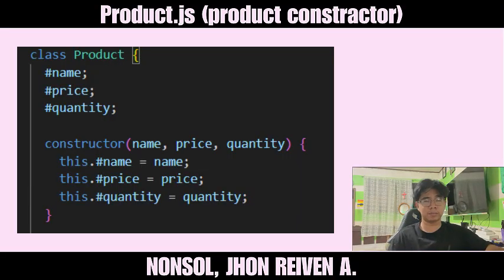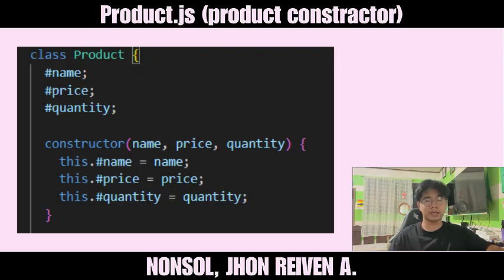Greetings. My name is John Ray Benonsol and I'm going to present the product.js, the class that we made in order to achieve the object-oriented programming concept in JavaScript. So let's do it. We create a class Product with the private attributes name, price, and quantity. With that, we write the constructor with the parameters name, price, and quantity.